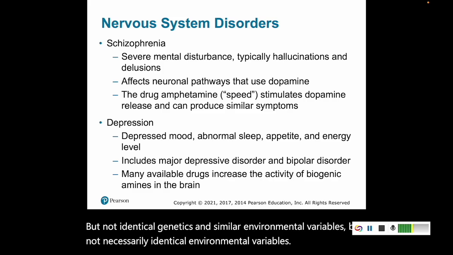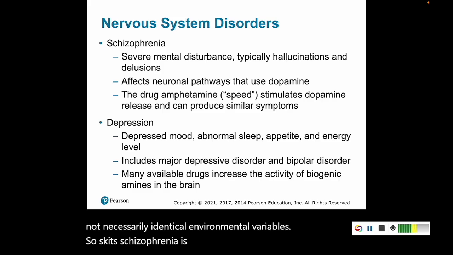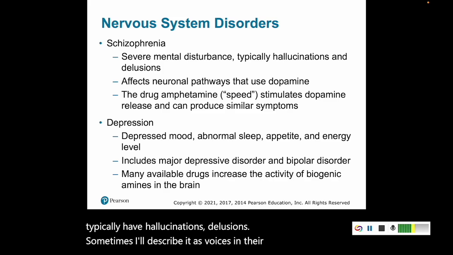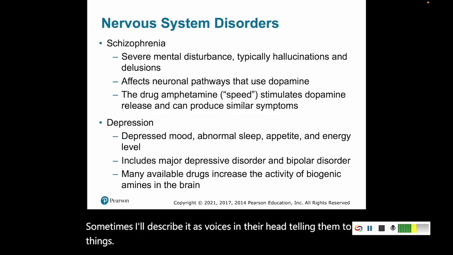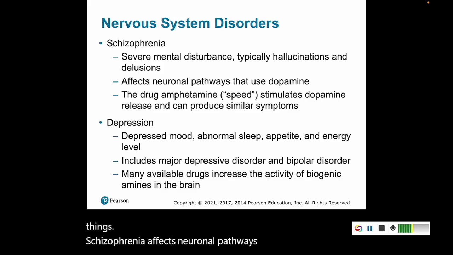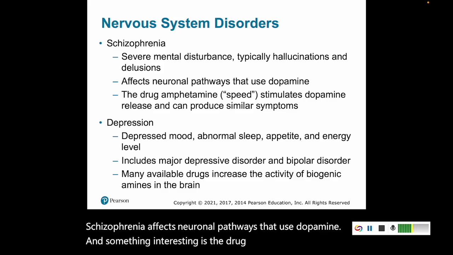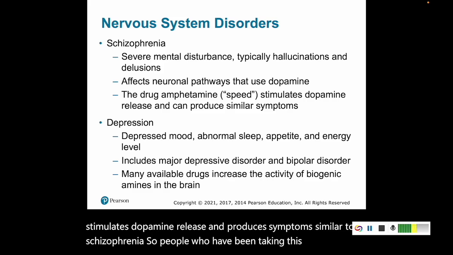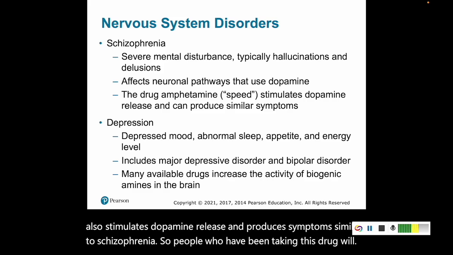So schizophrenia is a severe mental disturbance. Patients will typically have hallucinations, delusions. Sometimes they'll describe it as voices in their head telling them to do things. Schizophrenia affects neuronal pathways that use dopamine. And something interesting is the drug amphetamine, or speed, also stimulates dopamine release and produces symptoms similar to schizophrenia. So people who have been taking this drug will hallucinate. They'll be delusional.